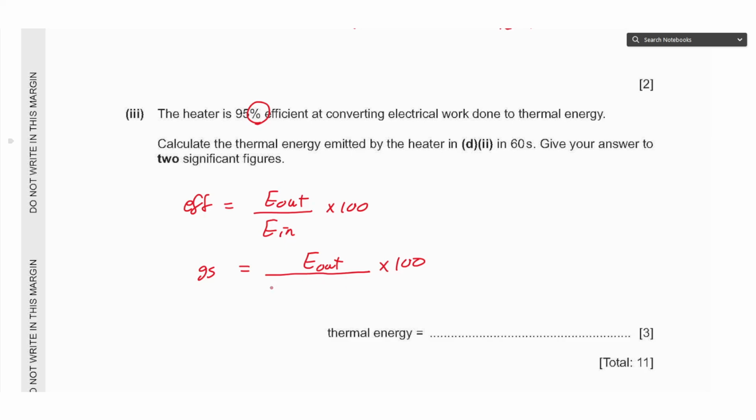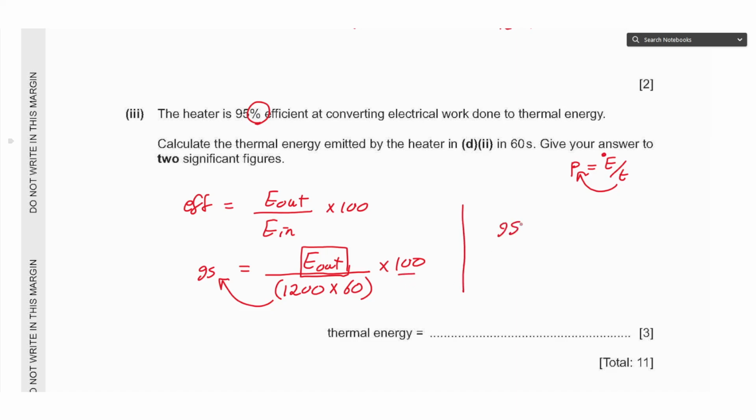We have the power input given as 1200, but we can use the equation for power equals energy divided by time, so we multiply time by power to get the energy here. So we multiply power by the time, which is 60 seconds, to get the energy. And then we need to make the energy output the subject of the formula. So we multiply by this bracket and then we divide by 100.